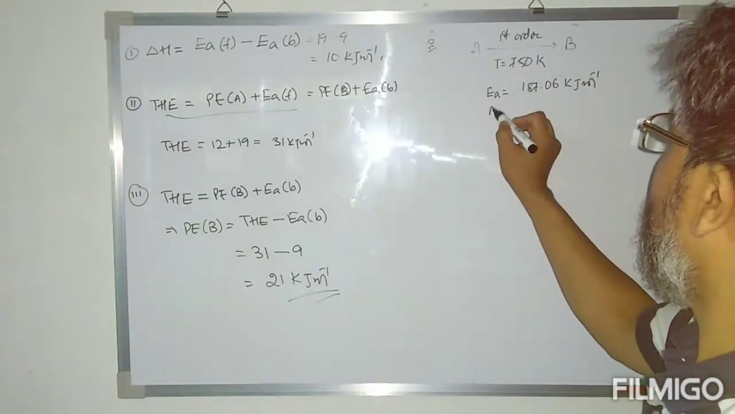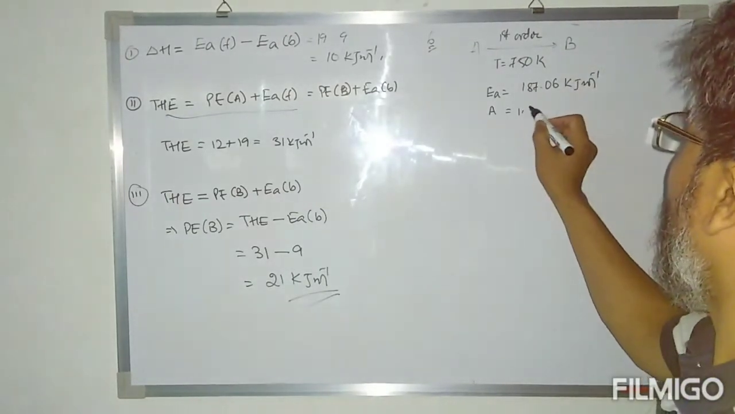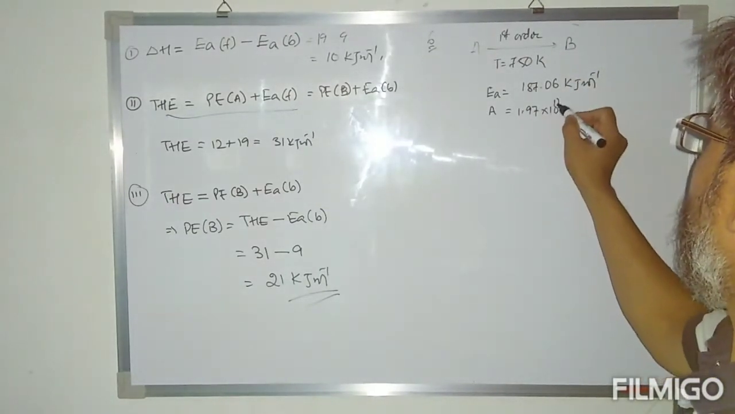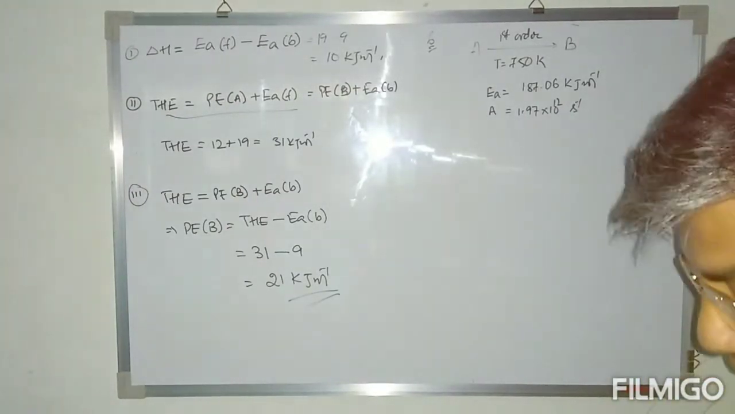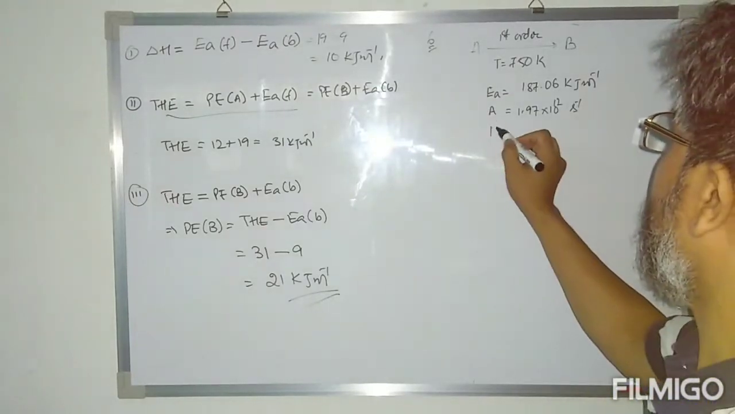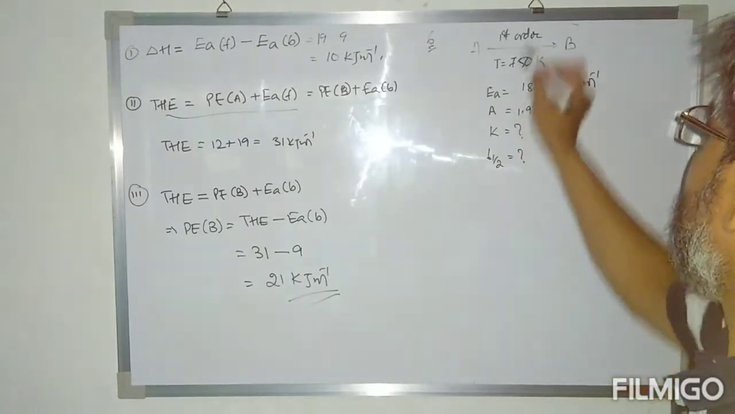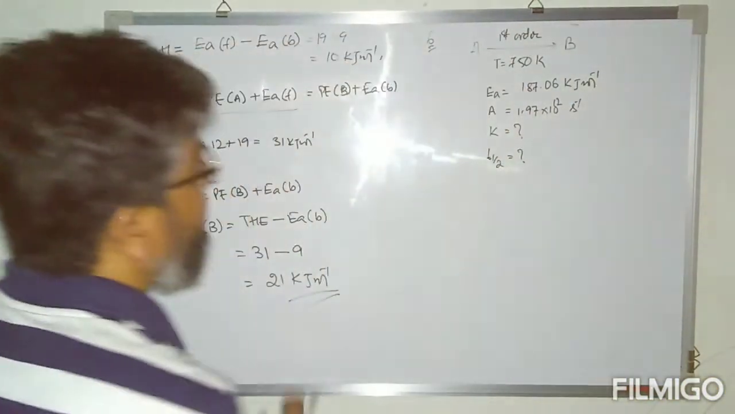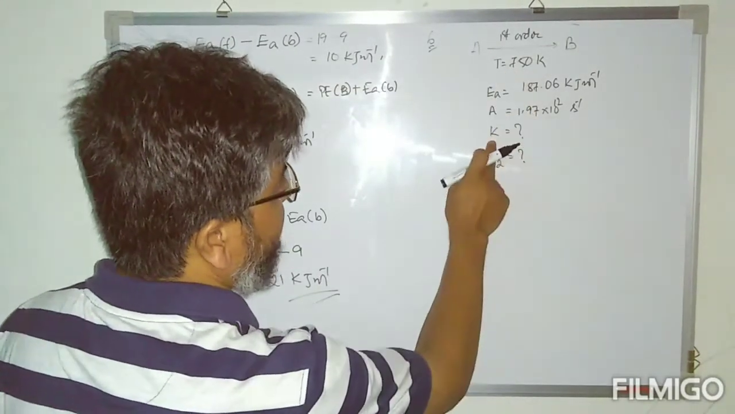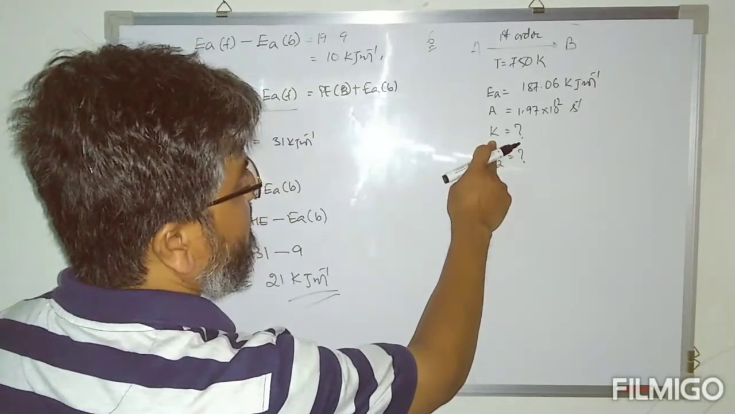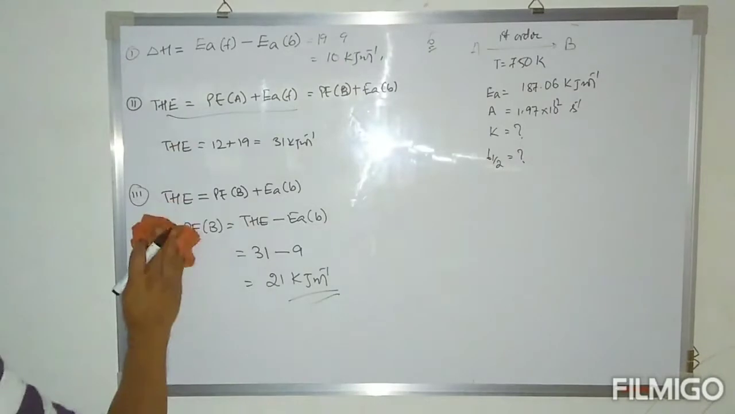and Arrhenius parameter A is given as 1.97 into 10 to the power 12 second inverse. The question says, what is the value of the rate constant and the half-life of this first order reaction? Activation energy and temperature are given, we have to find the value of K, and for the same reaction we have to find the value of half-life.